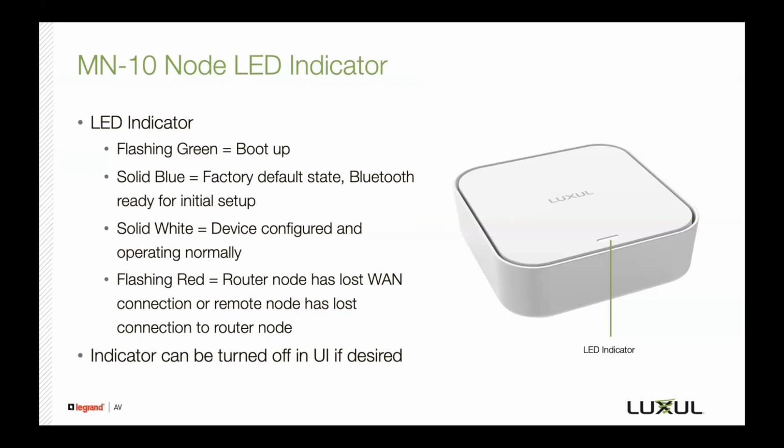That's generally what it means. If it's a remote node, it generally means that it's lost its wireless communication back to another node in the system somewhere. And typically speaking, in both cases, what we've found the majority of the time is that a simple power cycle takes care of both of those.